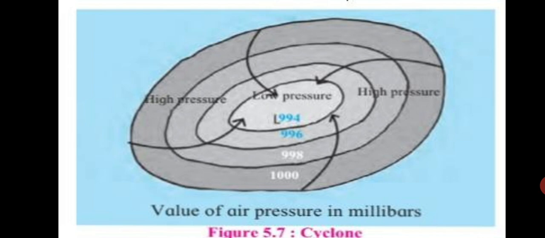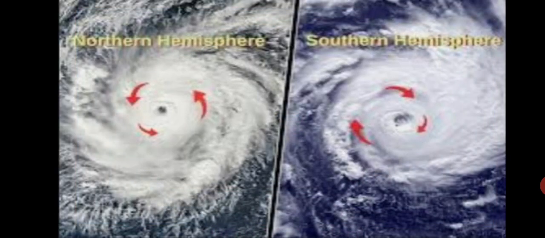Now let's learn about the direction. Due to the rotation of the earth, the cyclonic winds in the northern hemisphere move in an anti-clockwise direction. Look at the red arrows. Anti-clockwise direction in the northern hemisphere. Whereas they move in a clockwise direction in the southern hemisphere. So look at the arrows showing the clockwise direction in the southern hemisphere.